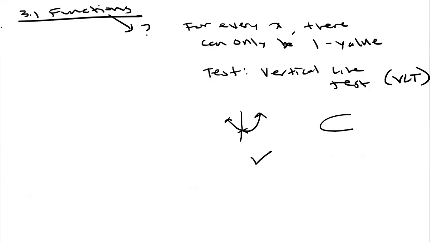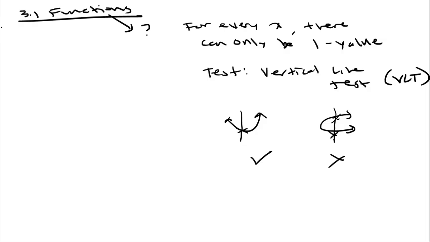However, if that parabola is going this other direction here, if you draw a vertical line, it's going to cross it twice. So that means this is not a function. So remember that. And again, this part here is missed a lot.